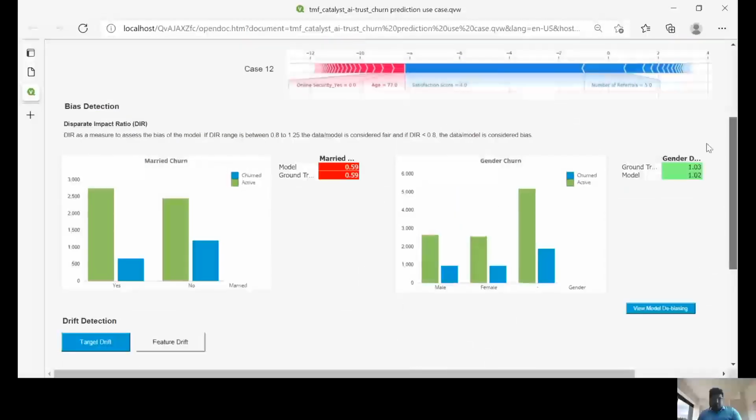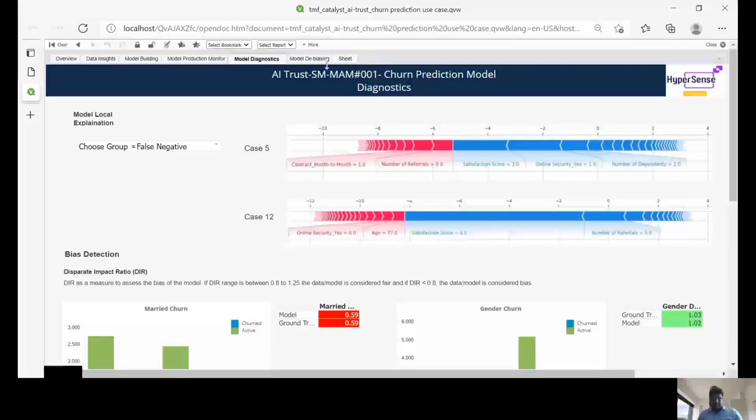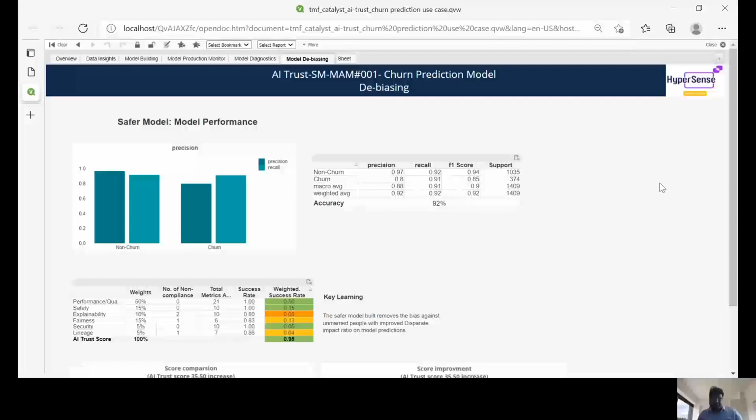Now, what we want to do is overcome this issue and retrain our model in order to make it more unbiased or fair towards certain variables that we have identified here, right? So this is something that we have already done. We can straight away go and take a look at the model debiasing section here. So this is the model debiasing that we have done.